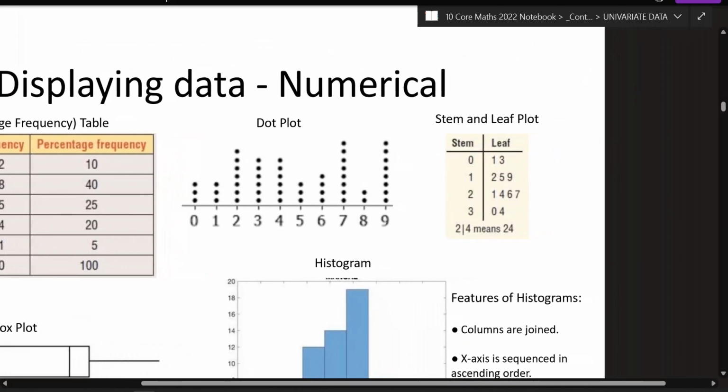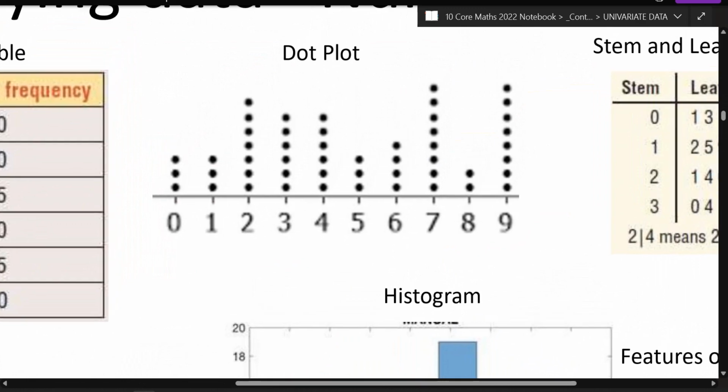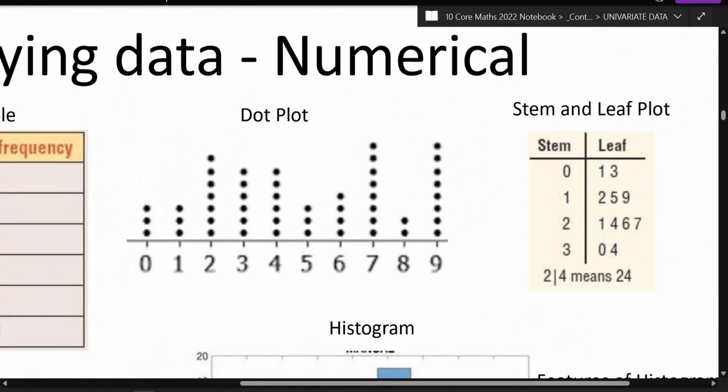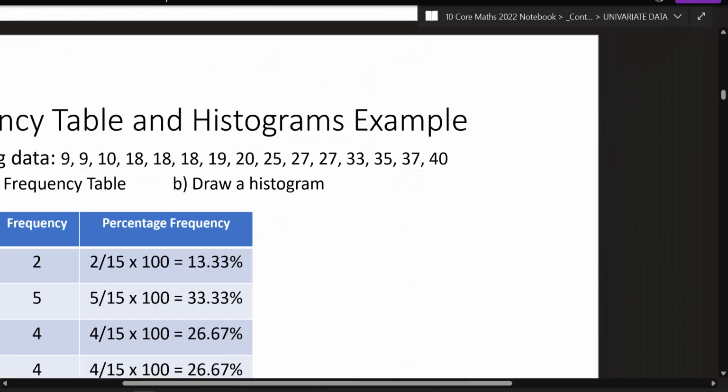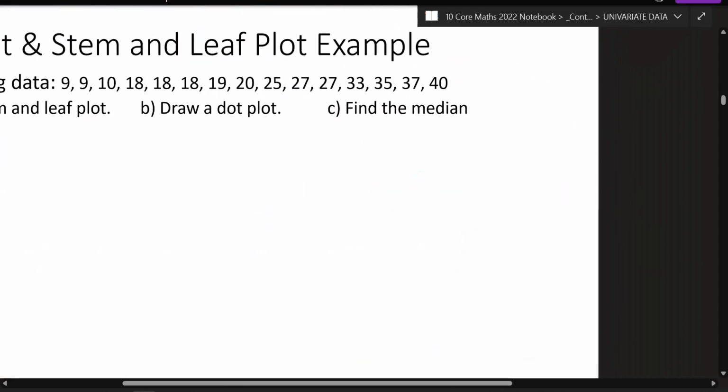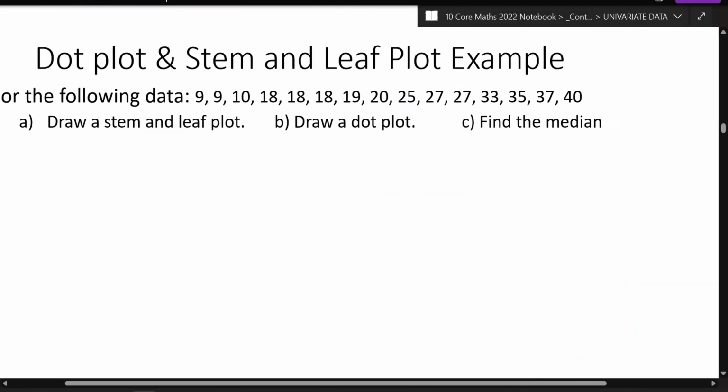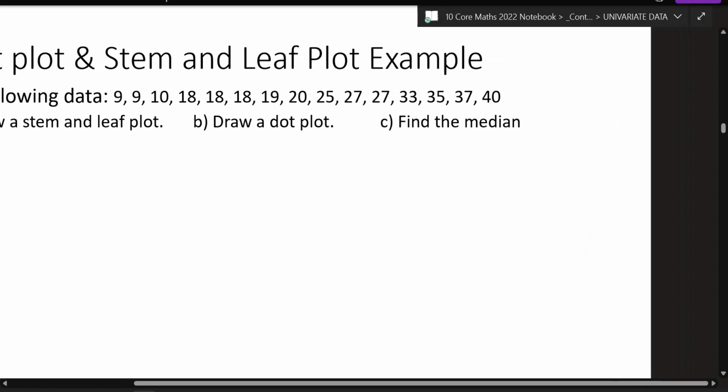All right, dot plots. Yes, we've worked with them before. That's fine. Easy. It's the same thing as categorical. It's just instead of categories, it's numbers. How often do certain numbers appear? Stem and leaf plots, I don't think there's a slide here that covers it. Oh no, there is one, okay? All right, we'll do that.